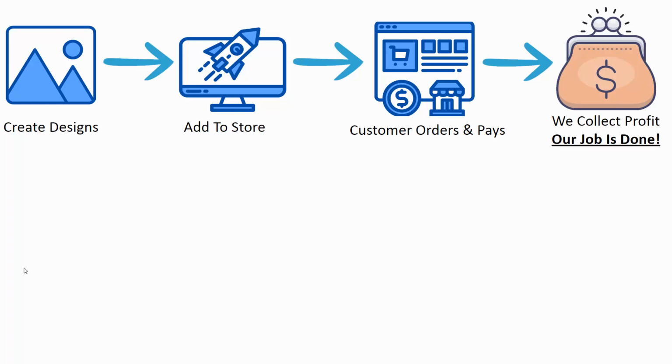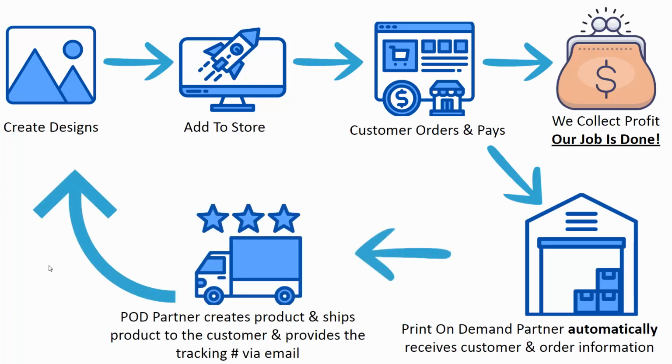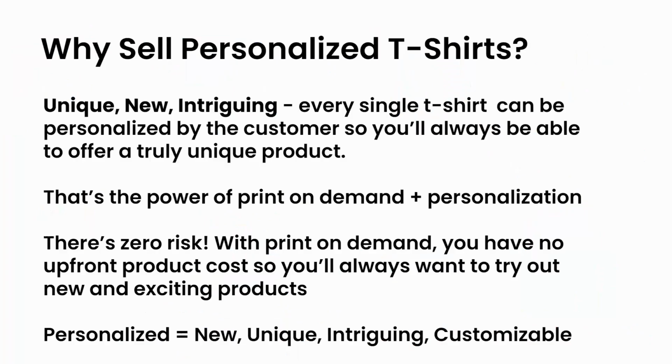And you might be thinking, well, what about the actual product? How does it get to the customer? Well, all of that happens automatically. Our print-on-demand partner automatically receives the customer and order information, and then they automatically start the process of creating the product and shipping it to the customer. They even provide the tracking number on your behalf to the customer. Like I said, we collect our profit. Our job is done. We couldn't do any of this even if we wanted to. We don't have a print-on-demand facility. We don't have a warehouse. We don't have printers. We're not dealing with shipping. All we need to do is act like an entrepreneur, make sales, collect our profit. The rest happens automatically. And that's the true power of print on demand.